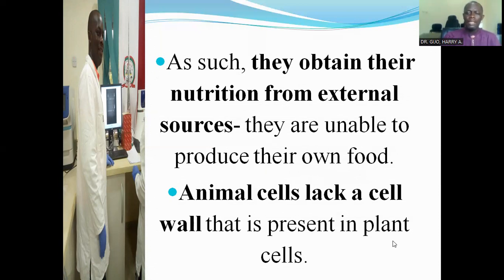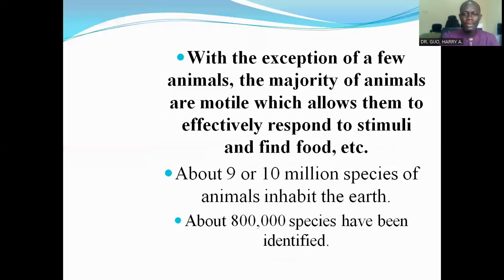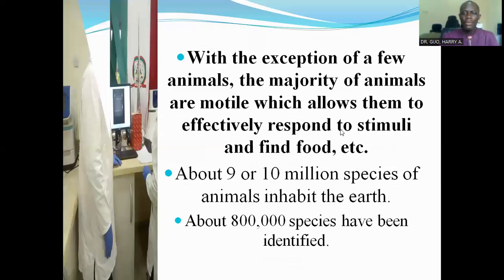Animal cells lack a cell wall that is present in plant cells. So one other distinctive feature is that animal cells lack a cell wall. With the exception of a few animals, the majority of animals are motile, which allows them to effectively respond to stimuli and find food. They're able to move from one place to another, and that enables them to respond to stimuli in the environment and also find their food.